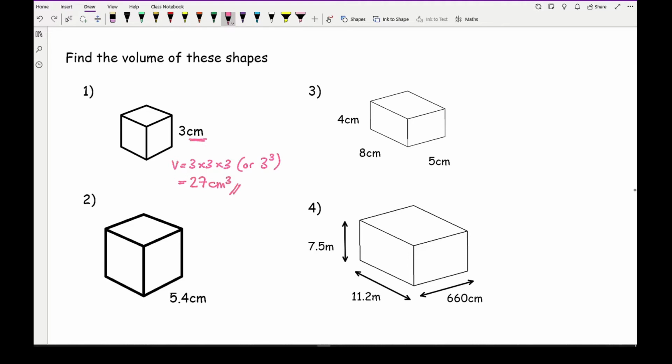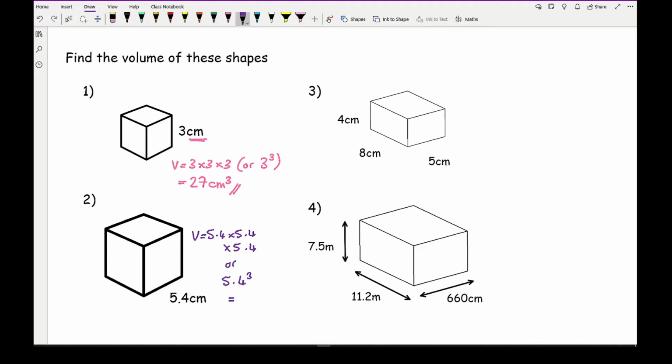Now for question 2, let's pick another colour. So again here I'm going to go for the volume equals 5.4 times 5.4 times 5.4, or on my calculator I could do 5.4 cubed. Now the fact that they're decimals just means that this question might be classed as a high level question, but the method is exactly the same. So whereas the first example could easily be done without a calculator, this second example is one where you're probably more likely going to be using a calculator.